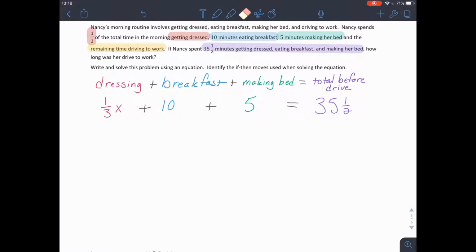So now that we have this equation, we can solve it using our steps from before. You can pause the video now to try to solve this equation on your own.